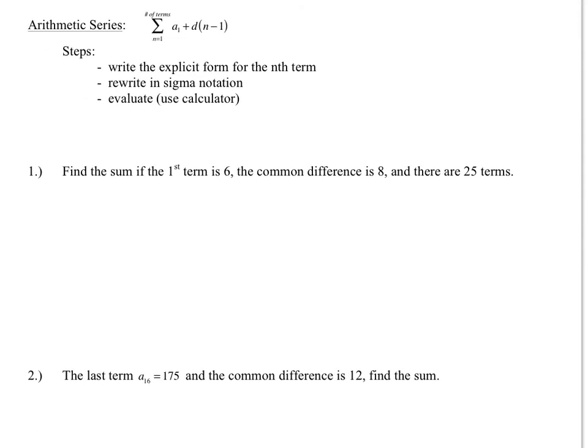Number 1, find the sum if the first term is 6, the common difference is 8, and there are 25 terms. Okay, so they want the sum of the 25 terms of a specific sequence where they're telling you it has a common difference. Common difference tells me right away that it's an arithmetic sequence. So we're going to write out the standard form for the actual formula. So it's a sub n equals a sub 1 plus d times n minus 1.